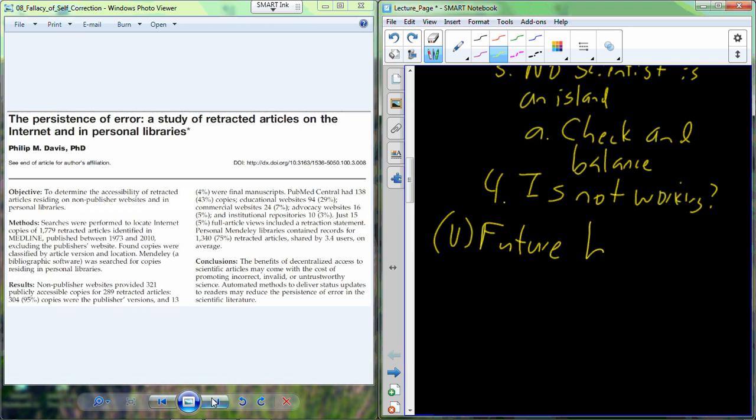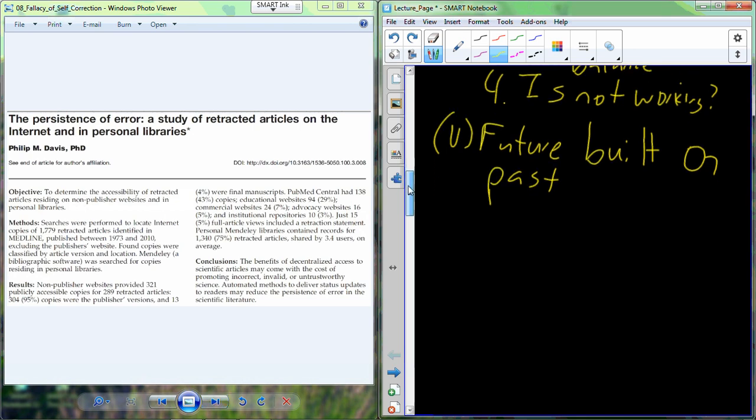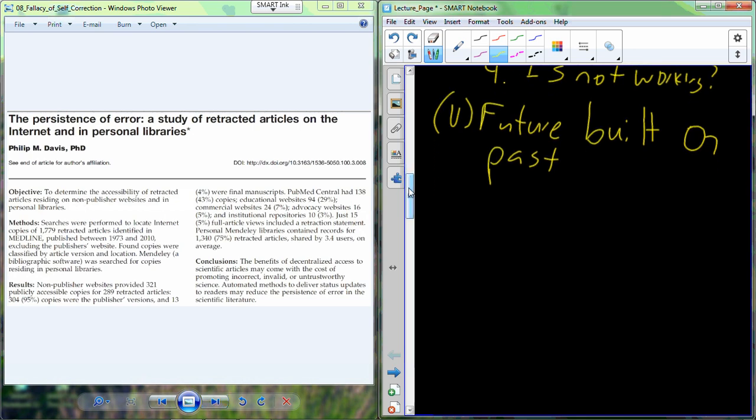The future, where we're going, needs to be built on the past. We need to recognize, though, that the past is probably littered with dead ends and irreproducible data. And so we have to be cognizant of that, not that we have to ignore that or can't ignore that, but we need to recognize that that's out there and that we should question and be critical and be skeptical of everything.